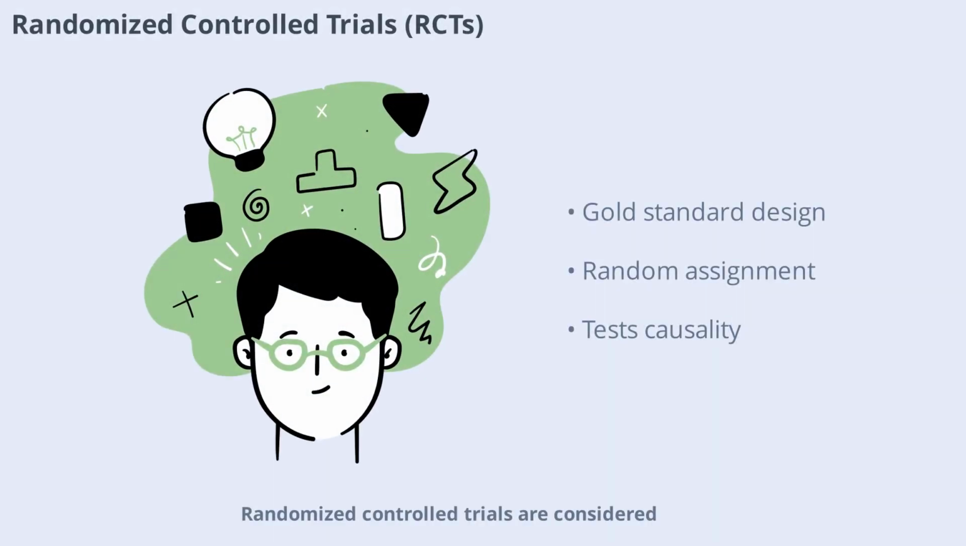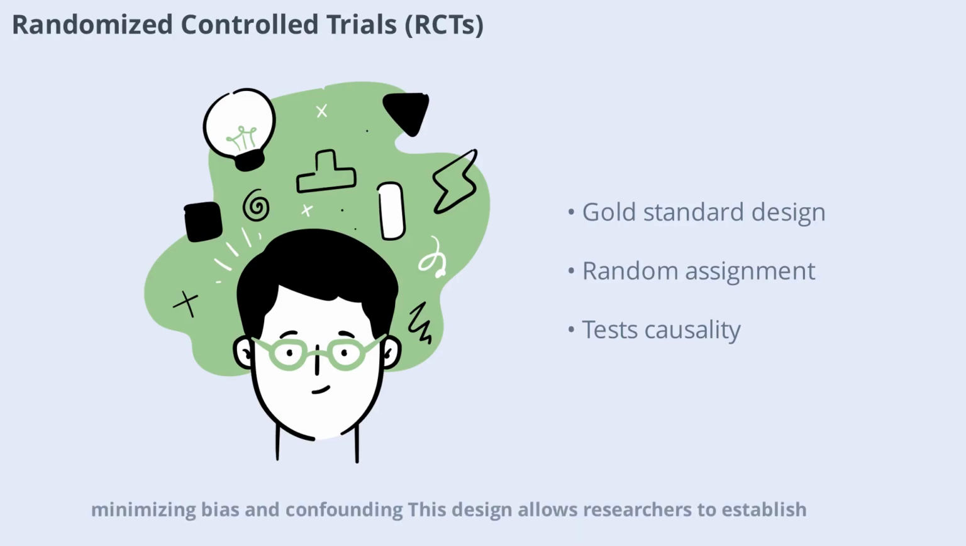Randomized controlled trials are considered the gold standard in clinical research. In RCTs, participants are randomly assigned to intervention or control groups, minimizing bias and confounding. This design allows researchers to establish causal relationships between interventions and outcomes. RCTs are widely used to test new drugs, therapies, or preventive measures, and their rigorous methodology makes their findings highly reliable.